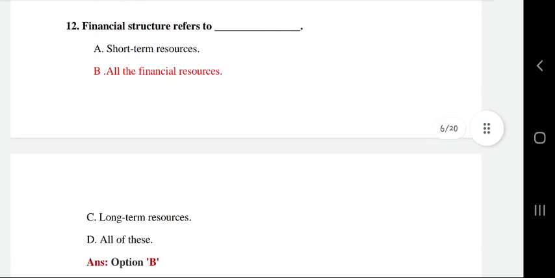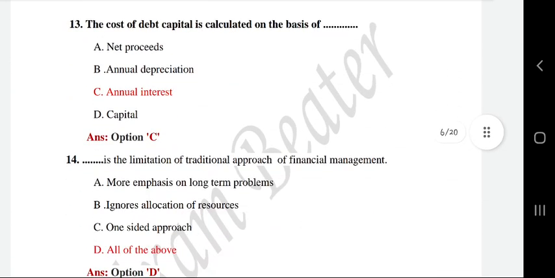Question number 12. Financial structure refers to. Option B is the answer, all the financial resources. That means short-term resources and long-term resources. Then question number 13. The cost of debt capital is calculated on the basis of. Option C is the answer, annual interest.